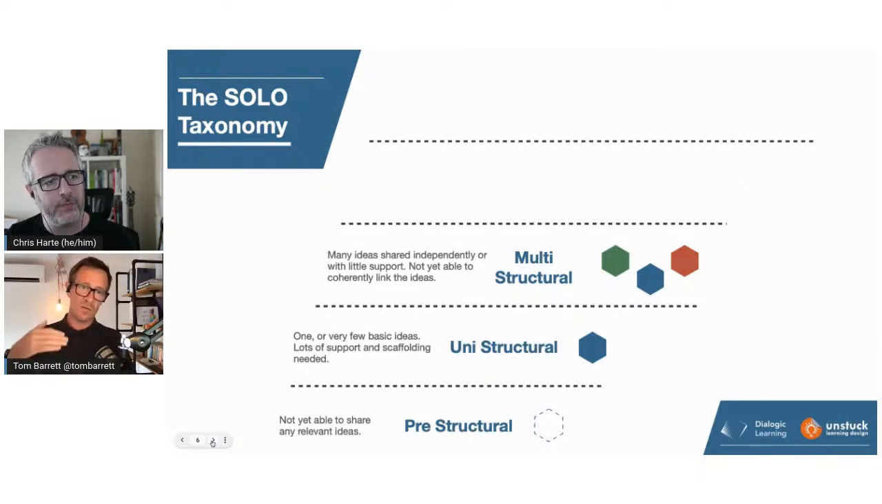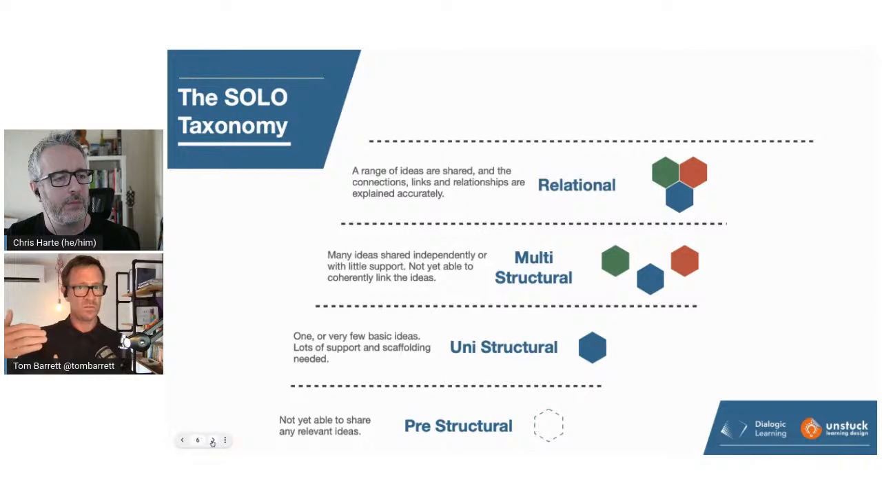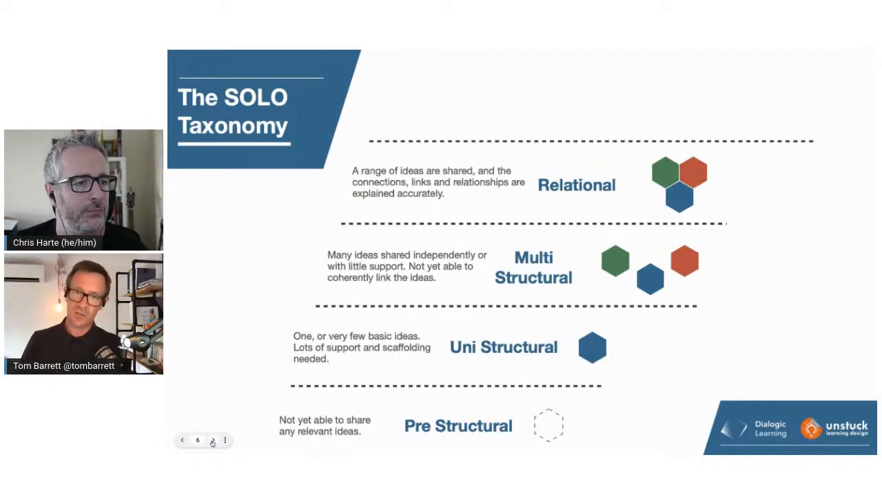So pre-structural, uni-structural, multi, and then we move into, this is an important junction, isn't it, Chris, from multi to relational, because you're moving from a surface or shallow level of understanding into something a little bit deeper, into more deeper waters. That level is called the relational level of understanding. And obviously, it describes it on the tin, it's relational. So we're able to relate those ideas, we're able to link those ideas.